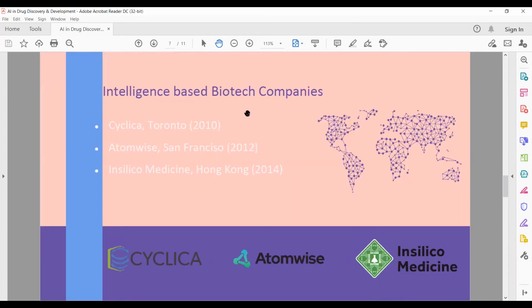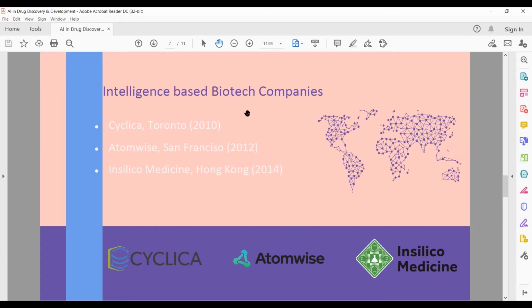So here are some intelligence-based biotech companies and some of their recent research. Cyclica is a Canada-based company, and they use their deep learning platform called Matchmaker to identify FDA-approved drugs and experimental medicines that have a potential to treat COVID-19. They weren't able to test their findings, like in clinical trials.